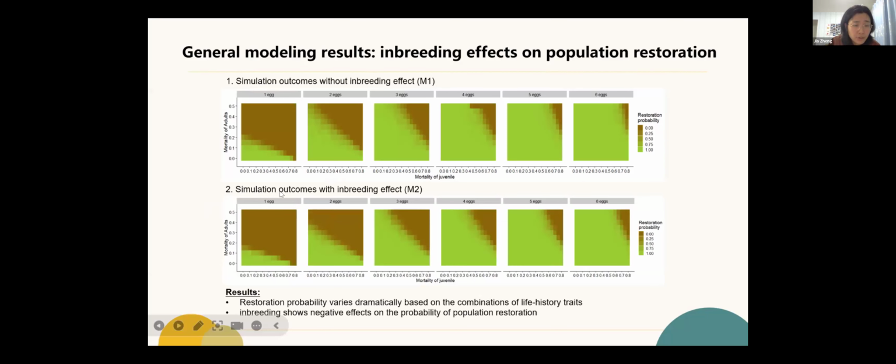And here I show the second model, when we introduce inbreeding effects. You can really see that inbreeding depresses restoration success a lot. If you compare these two panels, you can see that the brown area really becomes bigger.